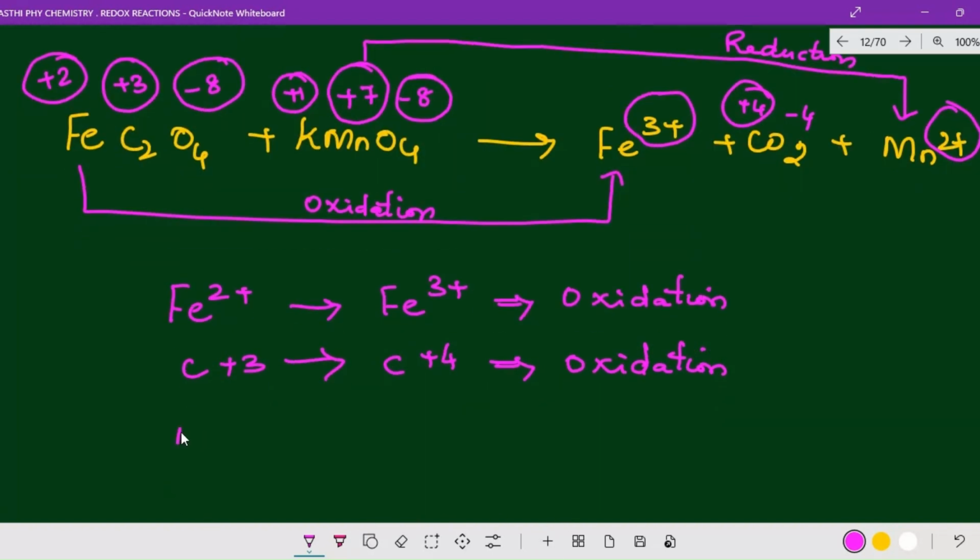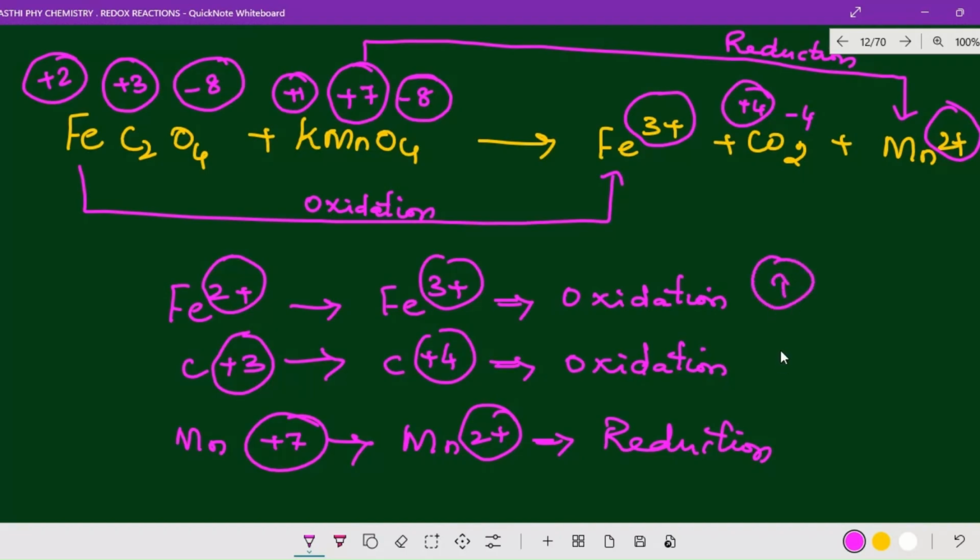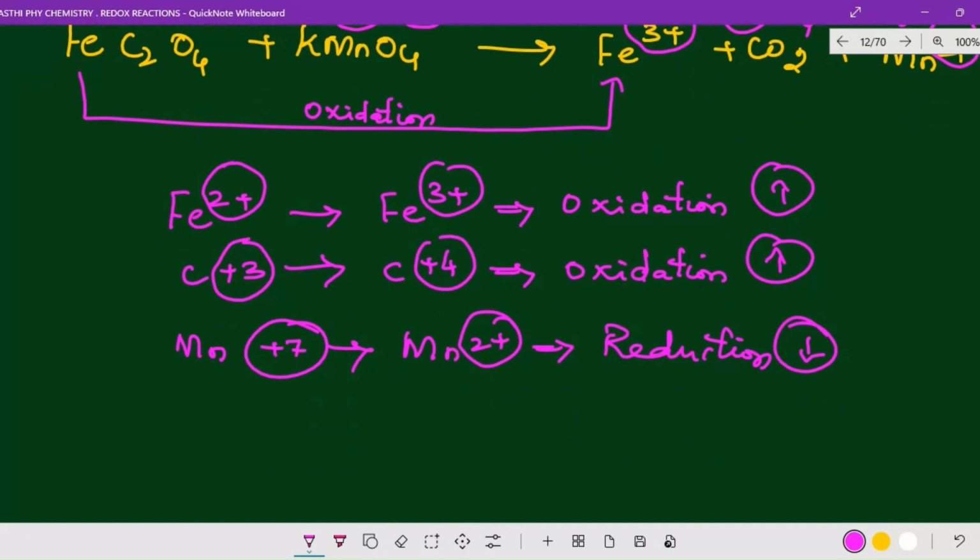Now the next one, which is reduction. Now you will come to know. Mn is +7. These are all oxidation states, I just put them. Right. +7 is converted to Mn2+. So this is reduction, right? So this is an increasing form, this is also an increasing form, and this is a decreasing form.